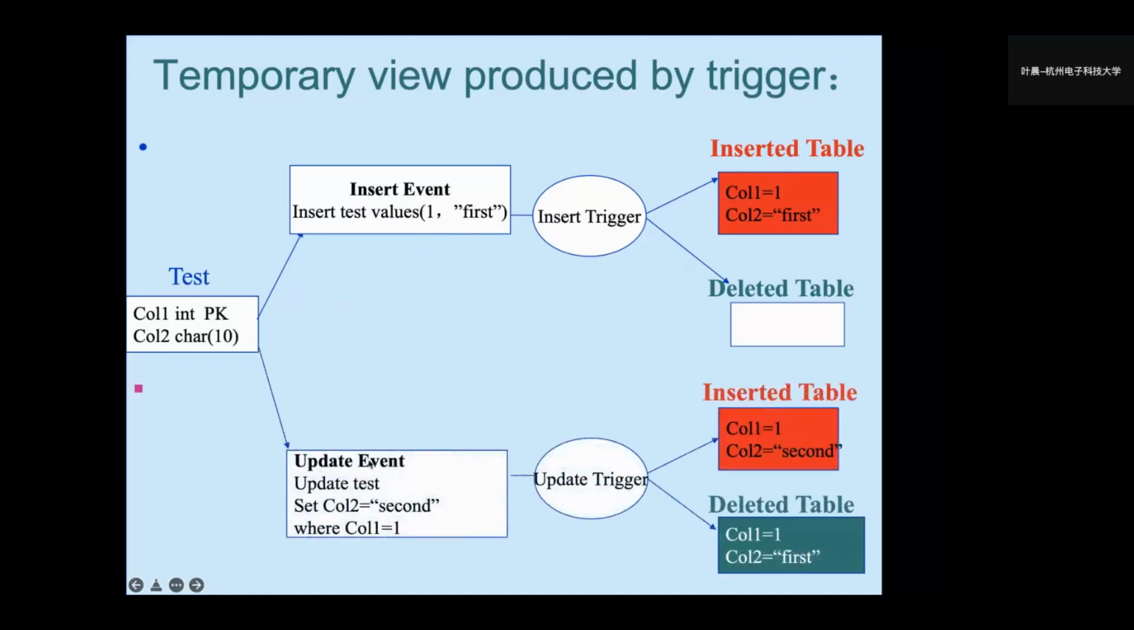And for the update event, if we want to update this test table, setting column 2 to the second value where column 1 is 1, the update trigger will keep two kinds of tables. The first is the inserted table, which holds the new tuple we inserted, and the other is the deleted table, which holds the old tuple we just deleted.